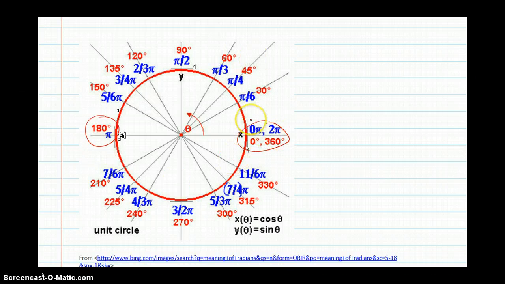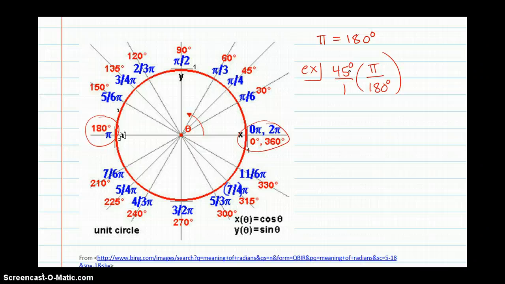So let's look at some of our special angles. Let's rewrite that: pi is equal to 180 degrees. The first one I want to look at is 45 degrees. We learned that to convert from degrees to radians, I'm going to use this conversion factor. So I'm going to multiply by pi over 180 degrees. That makes sense because if I put this over 1, we want to get rid of degrees, so that's why I'm dividing by degrees, and bringing in radians, bringing in pi.